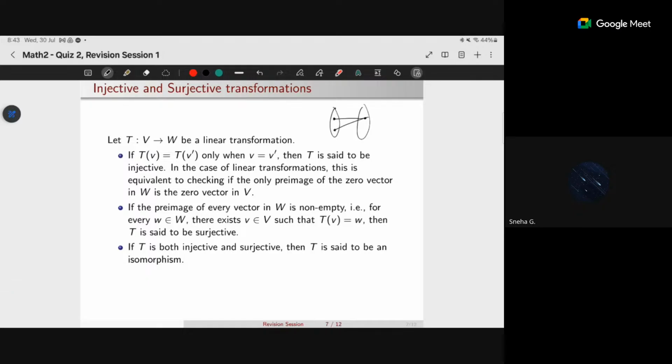But in the case of a linear transformation, we have a better way of checking. Injectivity is equivalent to saying that you just check the pre-images of 0. You just look at what vectors are mapped to 0. If there is only one such vector, which is the 0 vector, right? So what is the pre-image of 0? What is T inverse of 0?